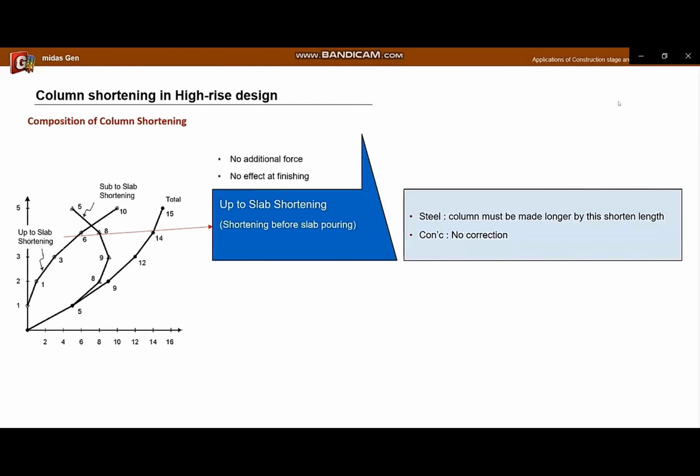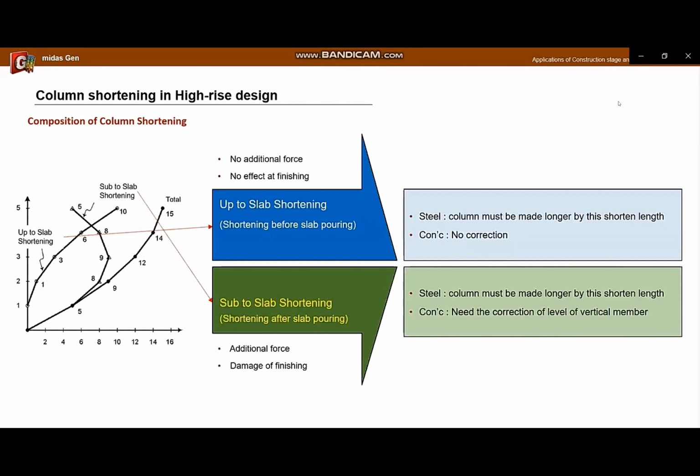In the case of up-to-slab shortening, if the slab is poured horizontally according to the planned level, it is a meaningless value. However, in the case of a steel structure, the column must be made longer by this shortened length. Sub-to-slab shortening is an important value, which causes additional force to the horizontal member and problems in serviceability. Therefore, it is necessary to correct as much as the sub-to-slab shortening by the method described on the previous page. For steel frame buildings, the member length should also be determined by additionally considering sub-to-slab shortening.